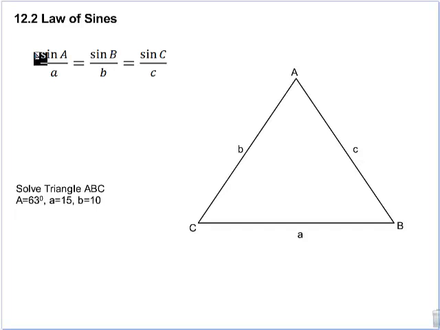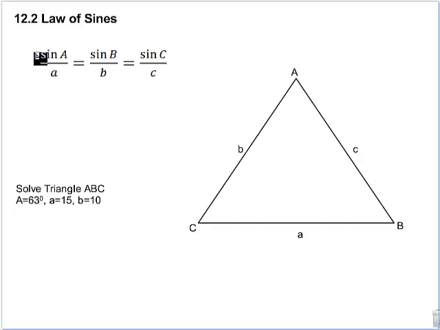Law of sines is sine of A over side A equals sine of B over side B equals sine of C over side C. Does that look familiar? How are the angle A and side A related to each other? Yeah, they're always opposite of each other. So every single time we have an angle and a side measure represented by the same letter, they're always opposite of each other.